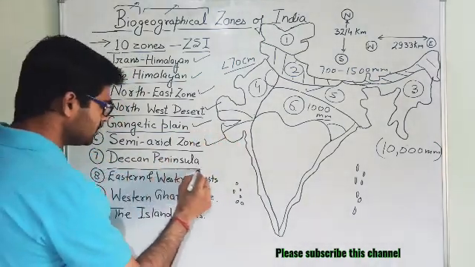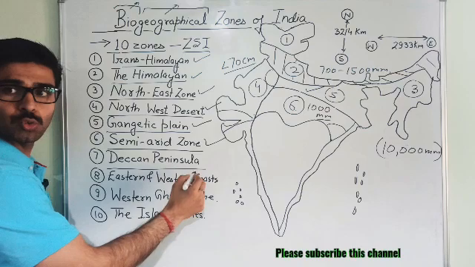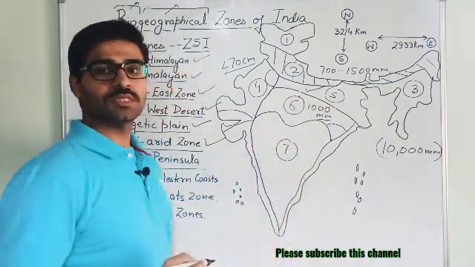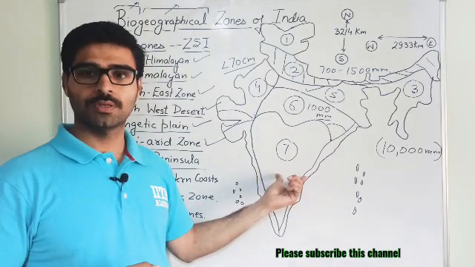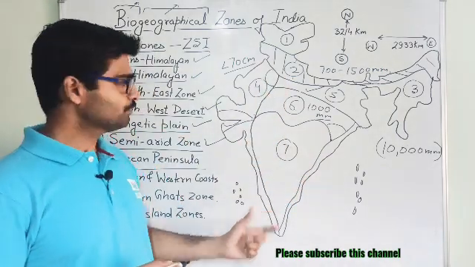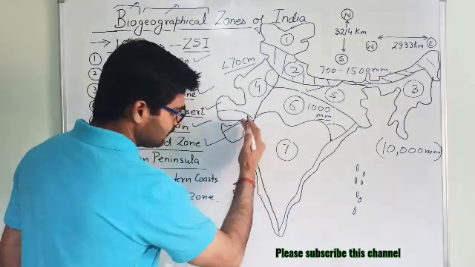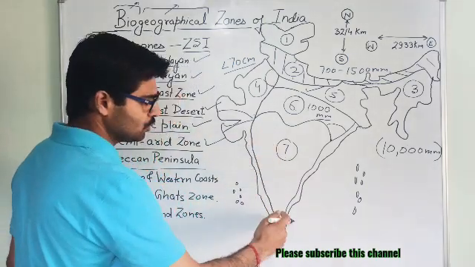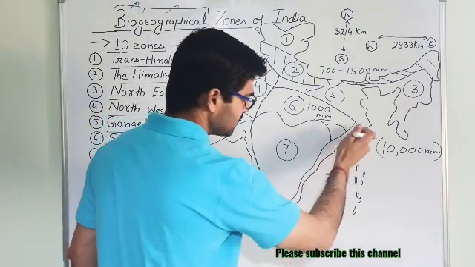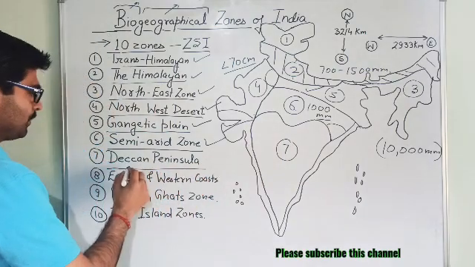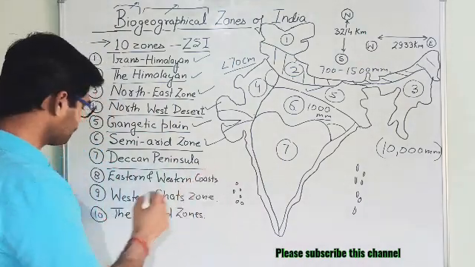Seventh zone of India is the Deccan Peninsula. This is the largest zone among all the zones. This zone is surrounded on one side by the western coast and on the other side by the eastern coast. So this is known as the Deccan Peninsula zone.